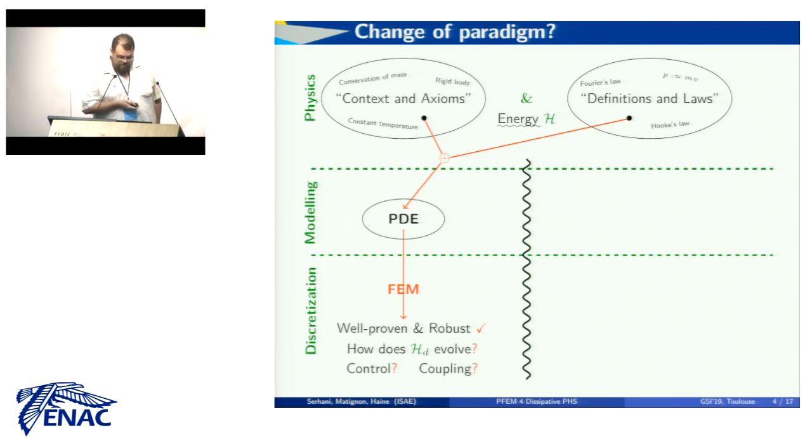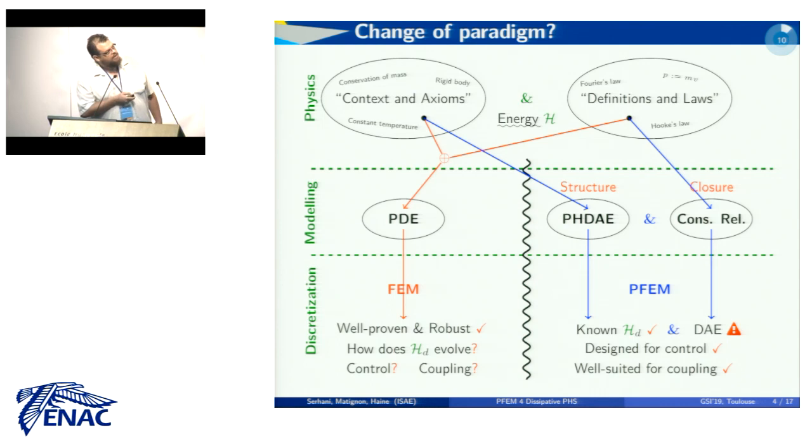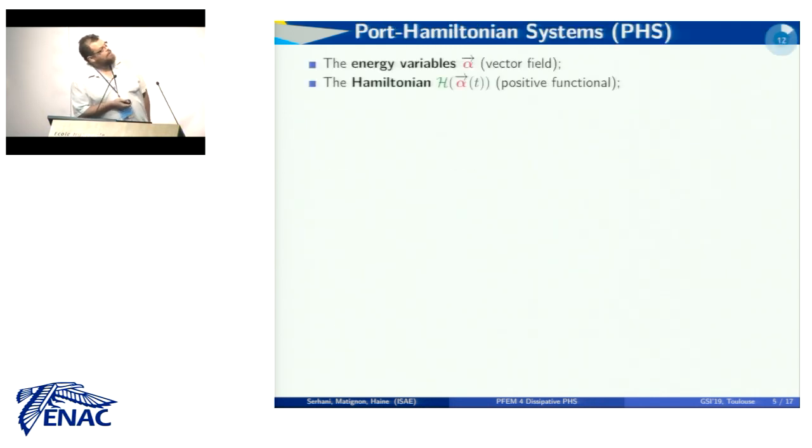So we use port-Hamiltonian systems because they split the system into two distinct parts. The first one is the structure coming from the context and axiomatics. The second one is the constitutive relation. Using this structure, and avoiding the substitution, we perform the finite element method on each part. Doing that, we have a canonical discrete Hamiltonian. This is designed for control from the beginning, and it is well suited for coupling, since this is the idea of PHS. The difficulty that arises, because everything has a price, is that it becomes a differential algebraic equation.